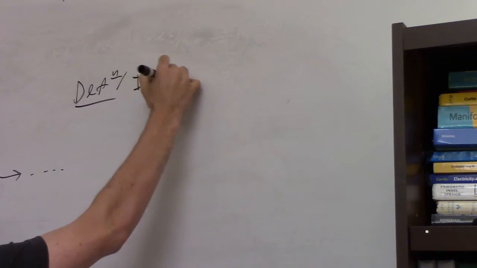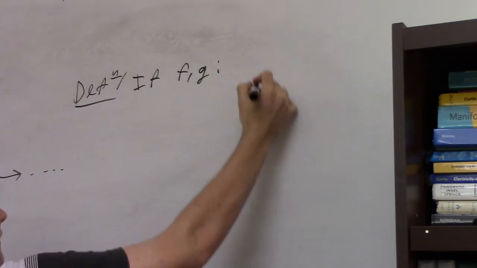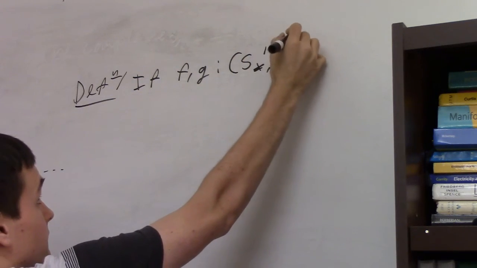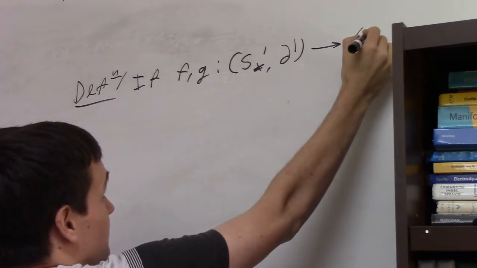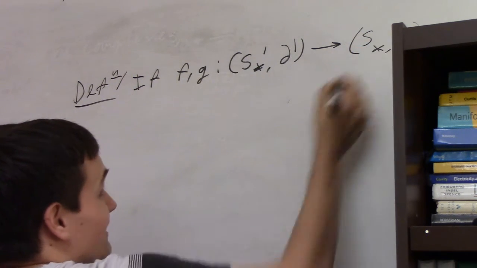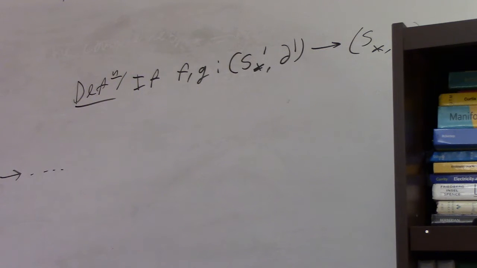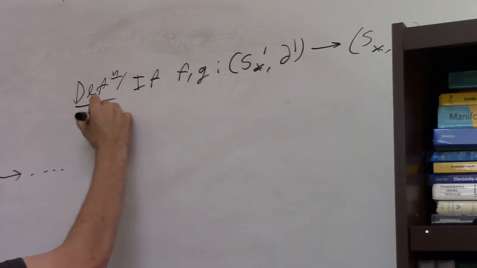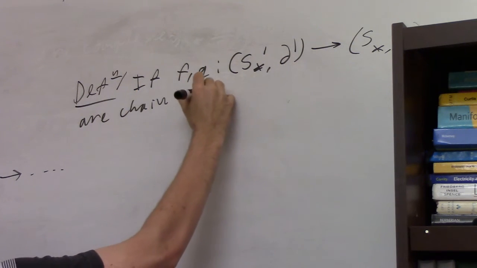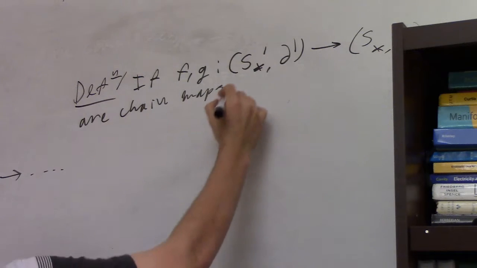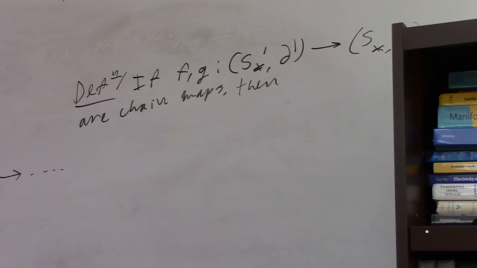So if f and g are chain maps, then... I probably should erase some stuff first. Some of what you're writing is covered by that shelf there. Yeah, so I should probably erase this. So you're defining chain homotopy right now? Yeah.